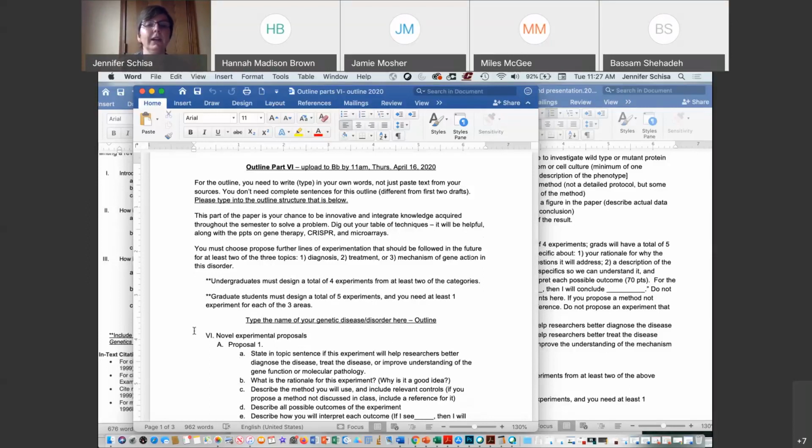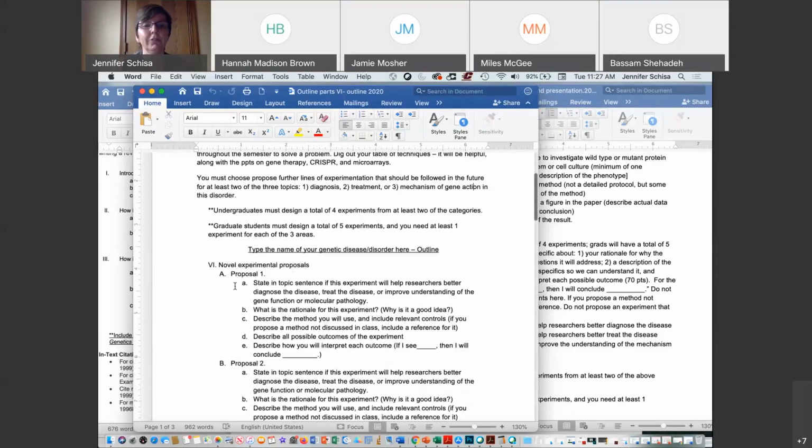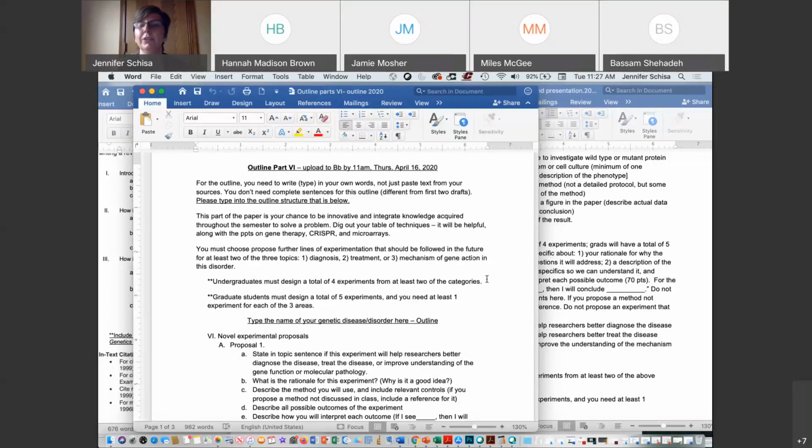So again, this assignment is now posted in the assignment tab, and I've given you a structure for how to write these proposals. You're just going to type right into this outline, so that it looks like an outline. This, again, is different from those first 2 drafts. Any questions on anything I said so far? I know you'll have more questions when you get to this part, which won't be till you finish parts 4 and 5. But did anything come up right away as you consider what the assignment is?